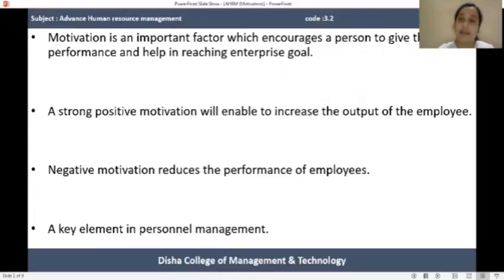Before starting the exact meaning of motivation, first we have to understand what role motivation has to play in an organization, why it is important for the organization, and how it helps the organization to get its success and to achieve its objective. Motivation is an important factor which encourages the employee to exert a high level of effort towards the organizational objective. It is a very important technique which helps the organization to achieve its success and its objective.